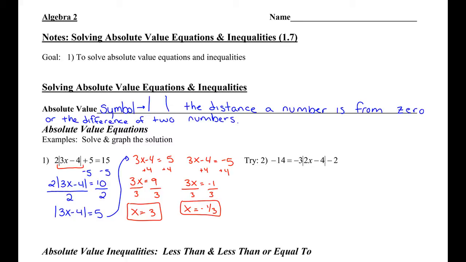In order to graph them, I would take my number line and I would graph 3 as a point, and I would graph negative 1/3 as a point. I don't need to draw an arrow or shade in either direction. Please pause the video and try example 2 on your own.